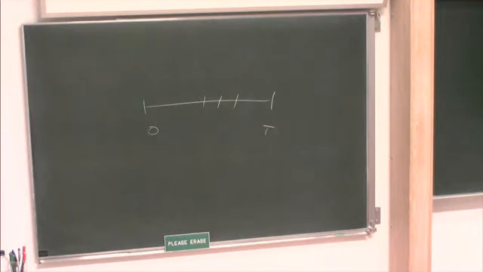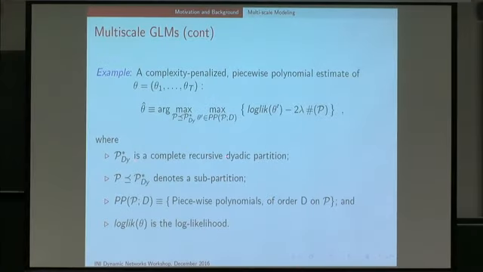So this P_D star here is talking about a complete recursive dyadic partition that corresponds to a balanced tree, a balanced binary tree, right? And then this is saying I'm looking at optimization over all subpartitions of that, where for each of these particular subpartitions, I fit polynomial pieces on each of the individual intervals, right? And I try and optimize over all of those.